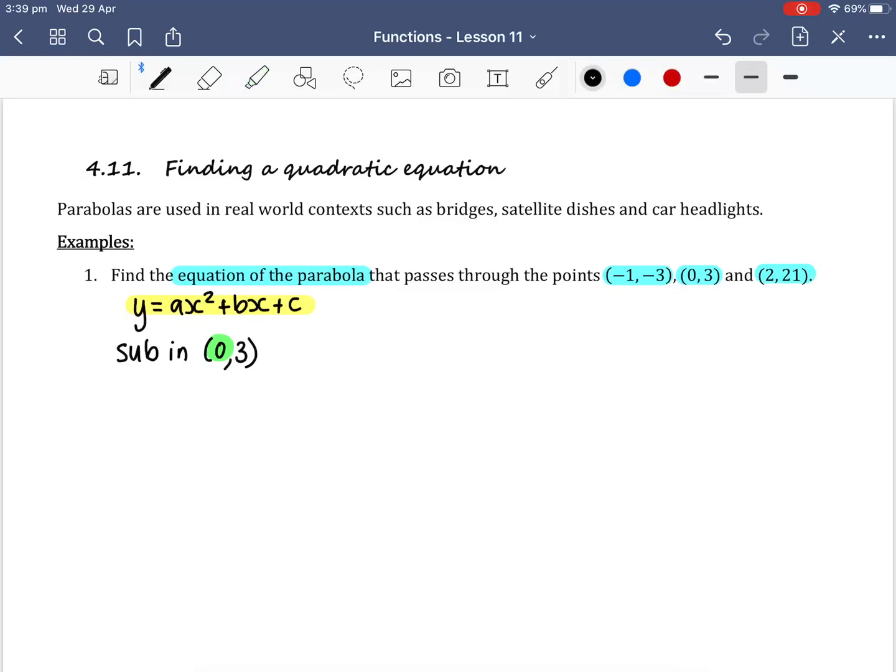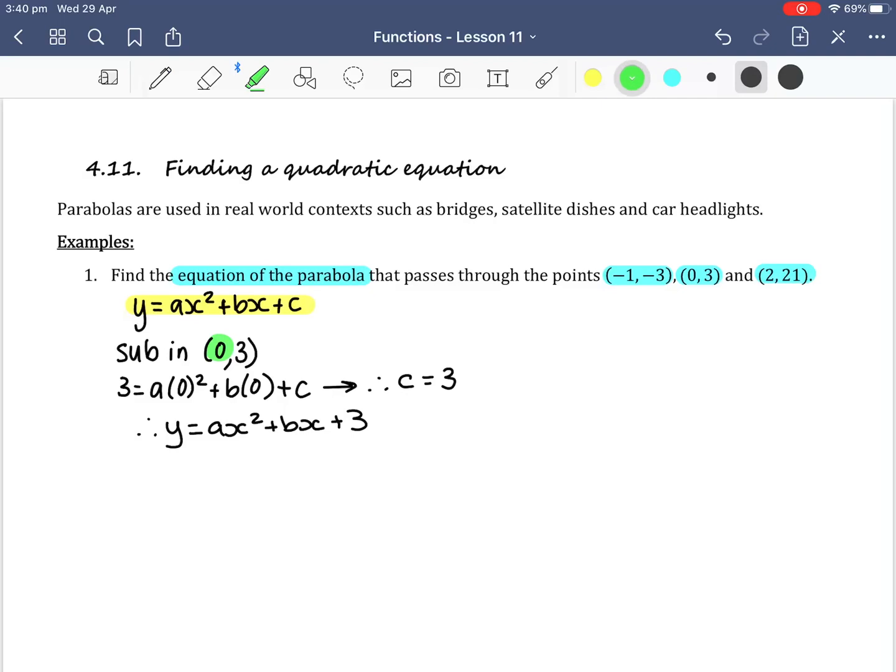When we substitute this in, we get 3 equals a times 0 squared plus b times 0 plus c. Therefore c equals 3, because a times 0 cancels out and b times 0 cancels out. Therefore, we now have the equation y equals ax squared plus bx plus 3.